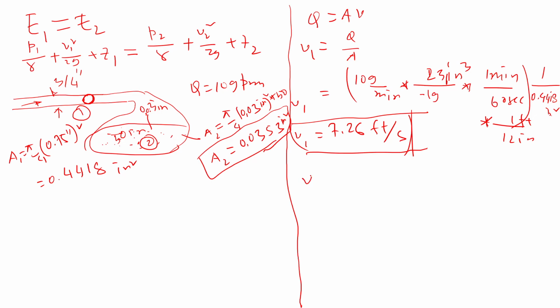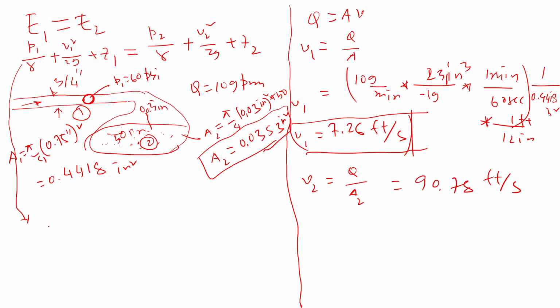Now apply the same principle. V2 is Q by area 2, and then I calculated that to be 90.78 feet per second. So in the Bernoulli's equation now, I'm going to put that. Also, let's say at point 1, the pressure is given at 60 psi. So in the Bernoulli's equation, I'm going to write P1 by gamma minus P2 by gamma is equal to V2 squared by 2g minus V1 squared by 2g.